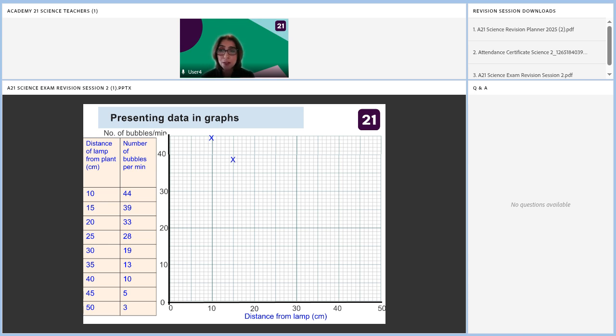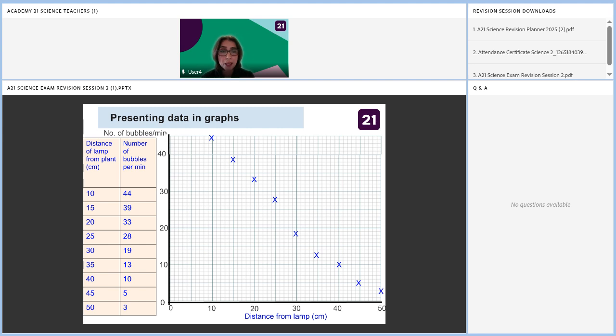So using crosses rather than dots is the best way to plot our points, because if you use crosses, you're more likely to get a more accurate pinpointing of exactly where it's got to go, and it is better than putting a dot, which might look too small, and also sometimes it could be too big if you have not got a sharp pencil. So plotting on the rest of those points using small crosses.